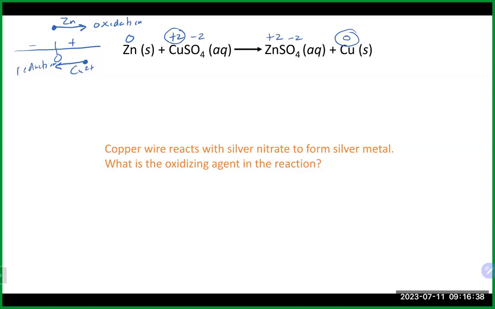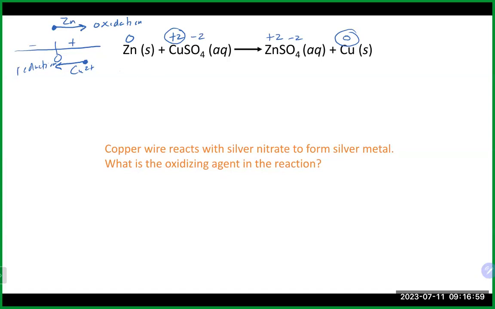Any questions on how to use that there? What about the sulfate? Is it changing? It is not changing, right? The sulfate's just hanging out, having a good time. Maybe, maybe not. So we could actually, if we wanted to, write a net ionic equation for what's happening in this type of reaction. By the way, this type of reaction is a single replacement reaction, and it is a redox reaction.